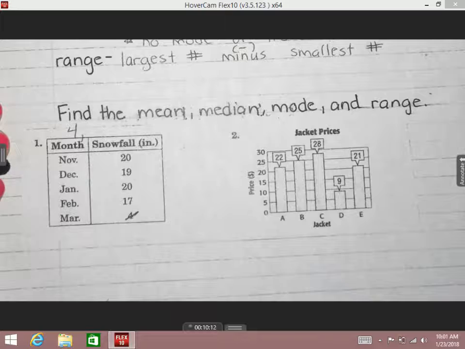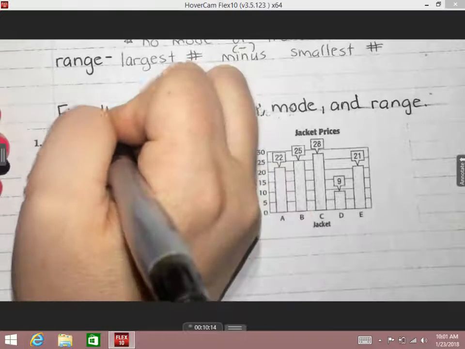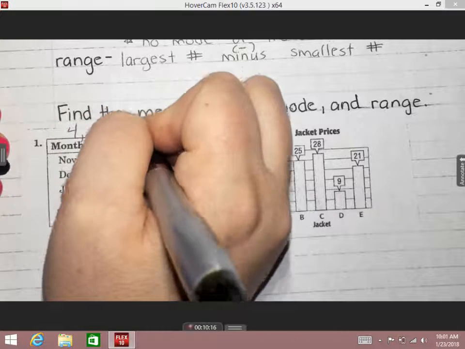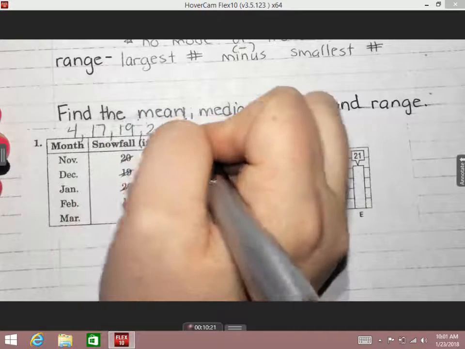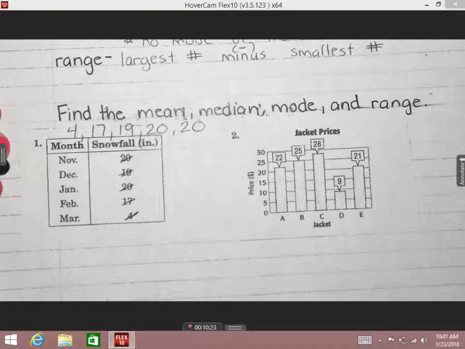So after 4, what do we have? 17. 17, and after 17? 19. And after 19? 20. 20, and then I still have a 20 left, so I'm going to write that one down as well.